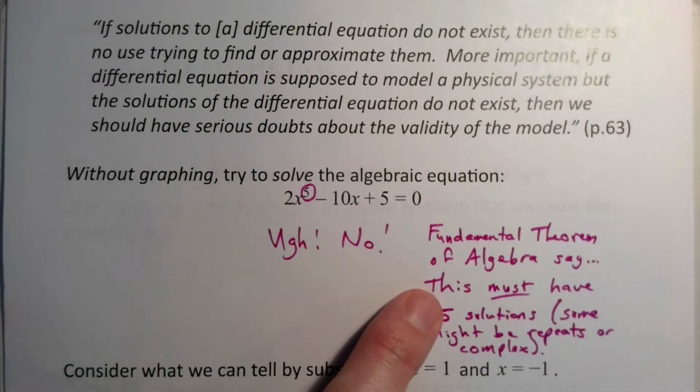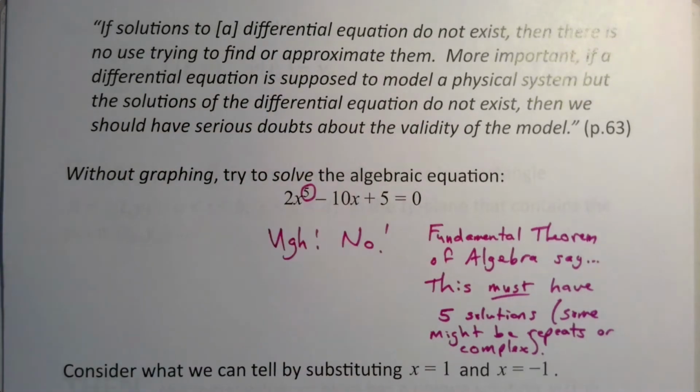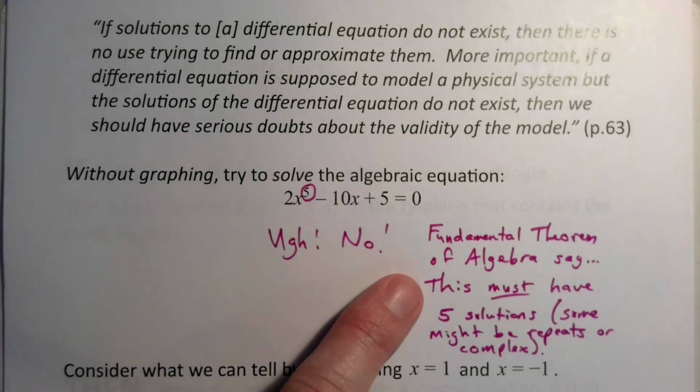But the fundamental theorem of algebra steps in and says, don't worry, solutions exist. Guaranteed 5 solutions exist. That's the highest degree of the polynomial. So one of the ways that we set our mind at ease is using this theorem and saying, okay, I know there's 5 solutions. It's just a question of whether any of them are real or whether any of them are repeat solutions.